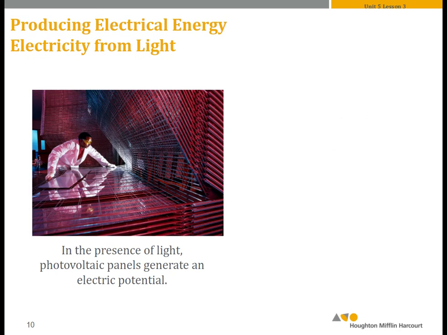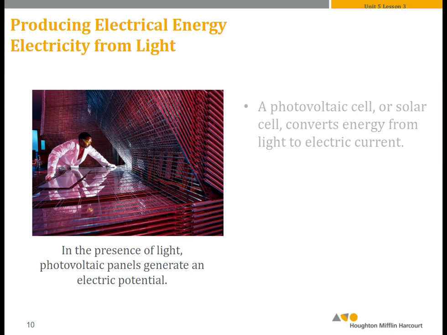Wind and ocean currents, okay, as I said, arise from differences in temperature. People can generate electrical energy directly from solar energy using photovoltaic cells. A photovoltaic cell, or sometimes we just call them solar cells, can convert energy from light to electric current.